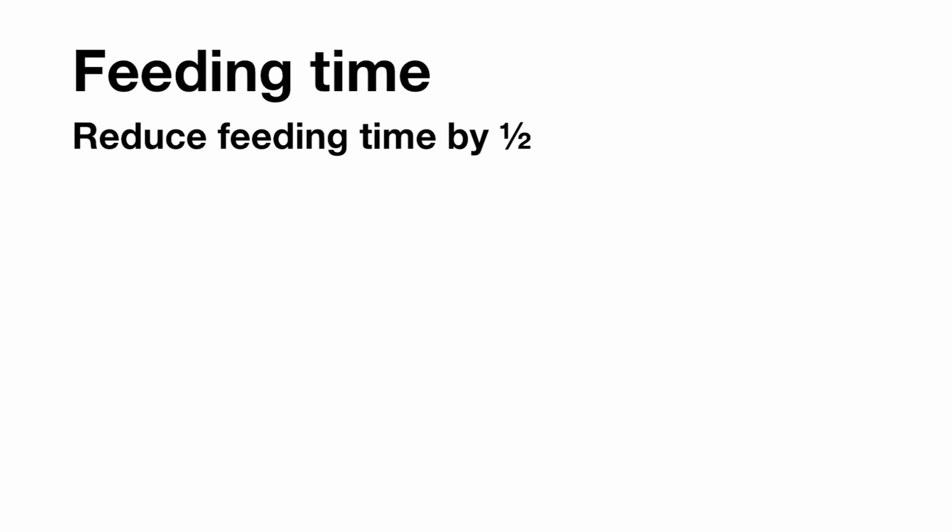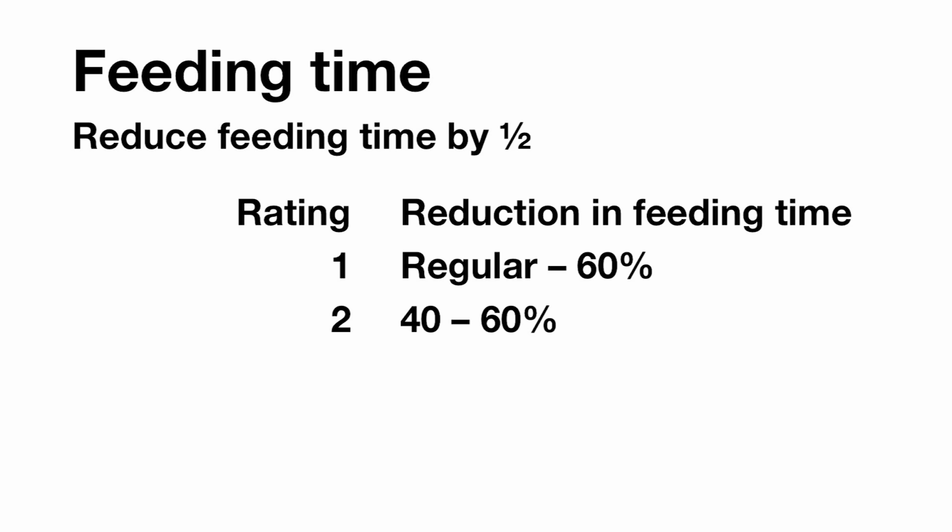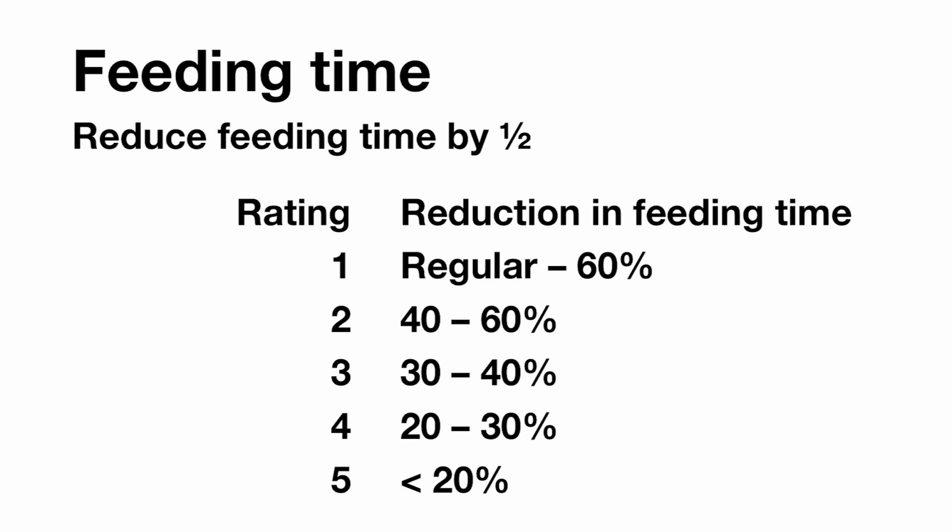As an illustration of how to define the 1 to 5 ratings with numerical values, we're going to go through the design criteria for the spoon design. So let's first look at time. The design criteria was to cut independent feeding time in half. So for rating 1, the time would range from the regular feeding time to 60% of that feeding time. Rating 2, 40 to 60% of the feeding time. Rating 3, 30 to 40% of the feeding time. Rating 4, 20 to 30% of the feeding time. And rating 5, less than 20% of regular feeding time.